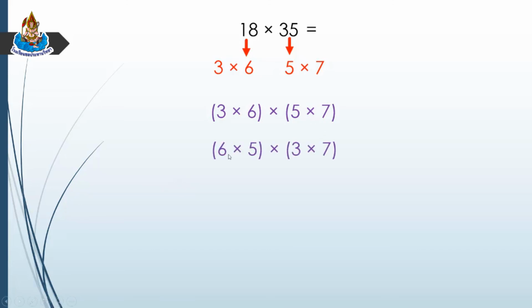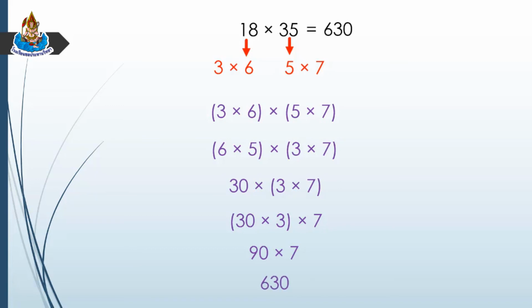We can multiply first 6 with 5 and 3 with 7. So 6 times 5 will give us 30 times 3 times 7. Now let's regroup again and multiply 30 with 3. 30 times 3 is 90. 90 times 7. And now it's easy to multiply 90 and 7, which will give us 630. Our answer is 630.